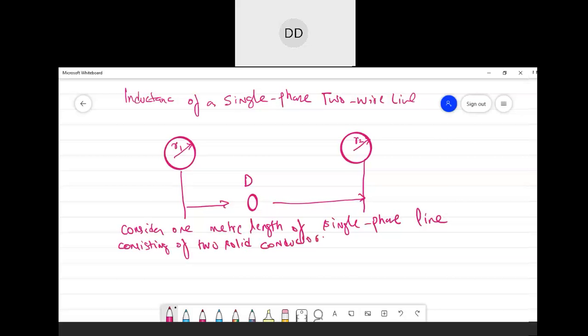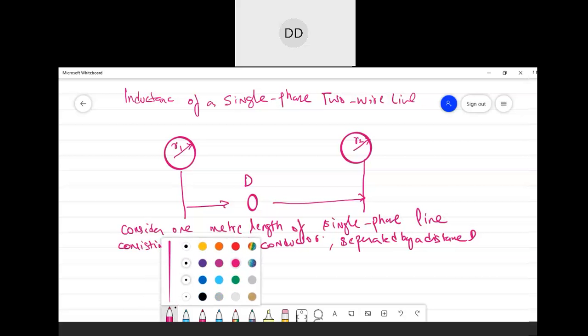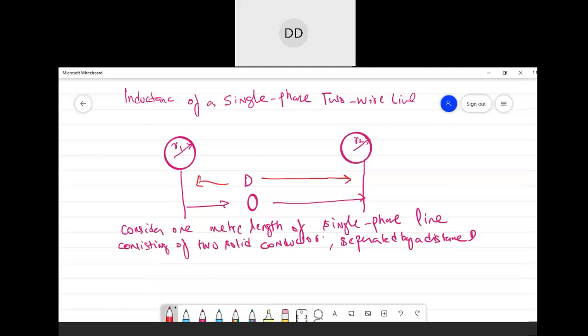Okay, these are two solid conductors separated by a distance d, as you can see over here. These are two solid conductors which are being separated by a distance d. So the two conductors are separated.